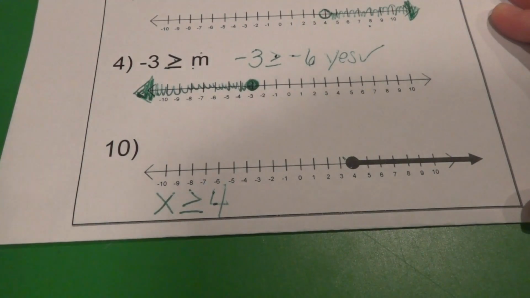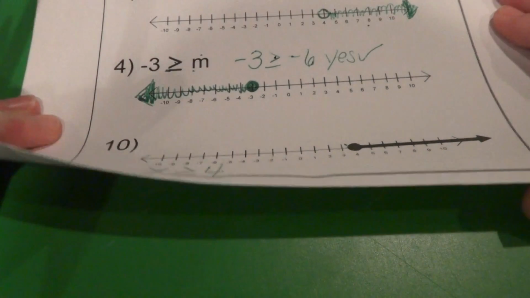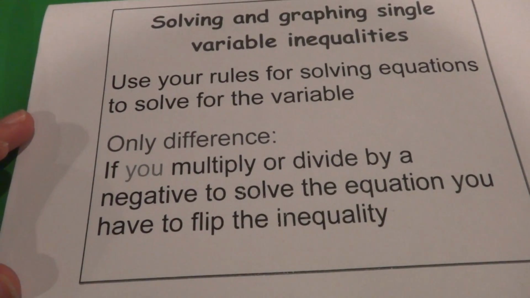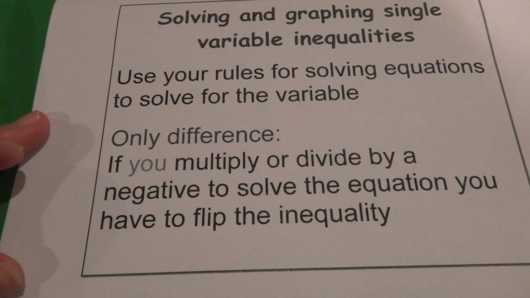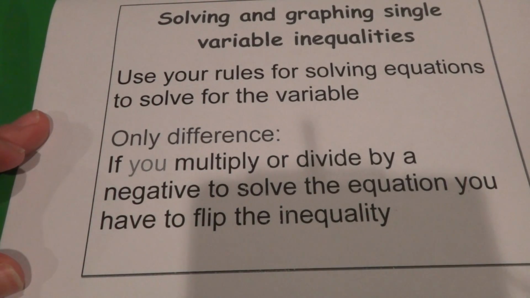So that takes us halfway to our target. We have learned how to graph a single variable inequality. So now let's look at how to solve and then graph our solution to a single variable inequality. We're going to use our rules for solving equations to solve for the variable in the inequality, but we are going to add one more rule.